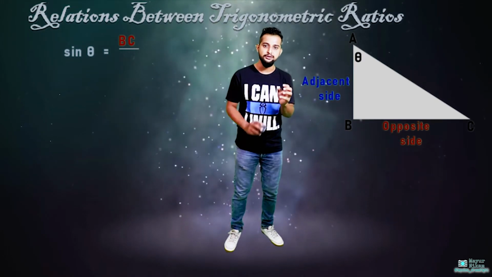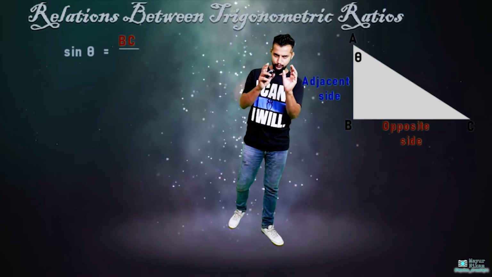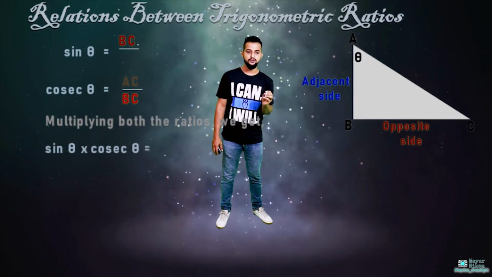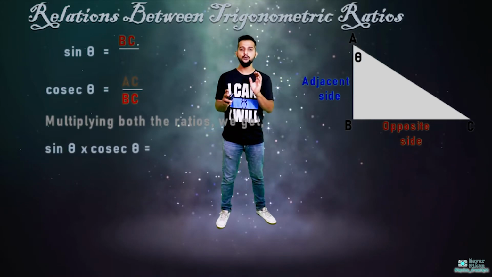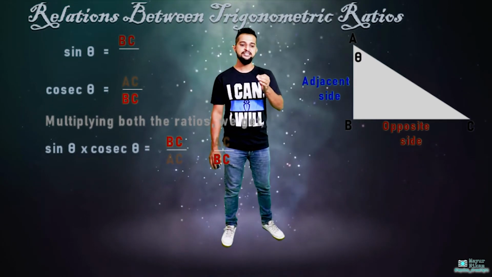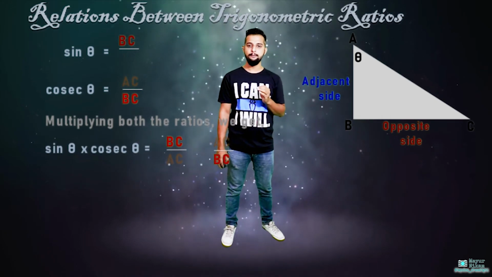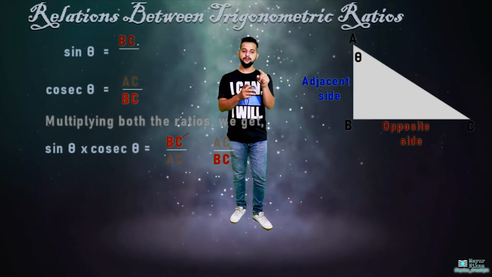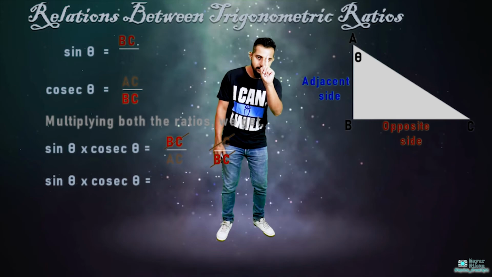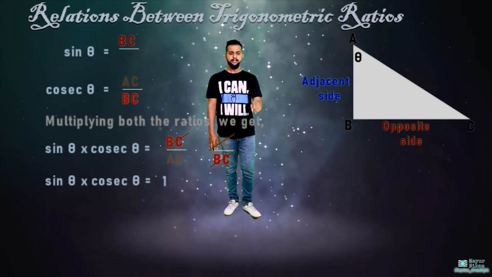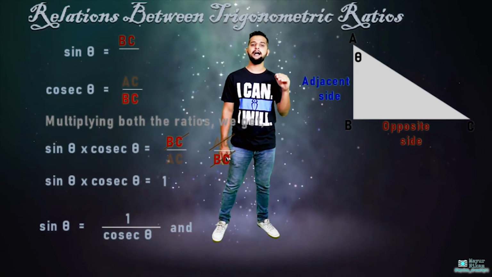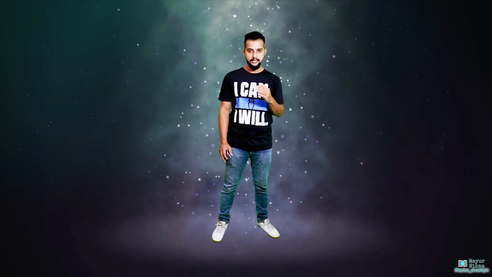Now we'll try to understand the relation between sine and cosec. For that, we'll multiply both terms. So we get sine theta into cosec theta. In the same way I'll multiply the RHS: BC upon AC into AC upon BC. Now you can observe the red terms, that is BC, and the green terms, that is AC, all get cancelled. So we get the remaining 1. So it's 1. Now can I write sine theta is equal to 1 upon cosec theta, and cosec theta is 1 upon sine theta.